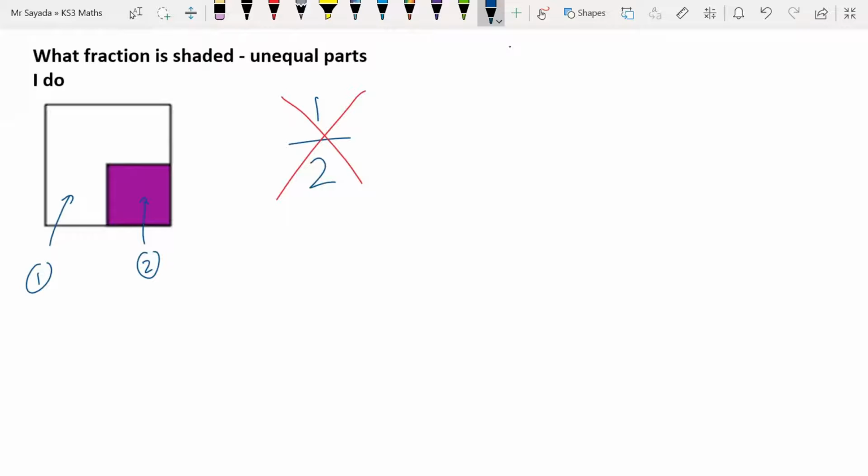So what we need to do is split the shape into parts that are equal in size. So we have a look at the shaded part and we can see that it's a square, which is about a quarter. Well, in fact, it's exactly a quarter of the whole square. So if we just add that and that, now it's split into equal parts. How many equal parts are there? 1, 2, 3, 4. So there's 4 equal parts. How many of them are shaded? 1. So the correct answer is 1/4.